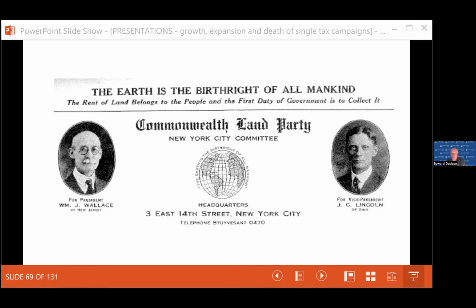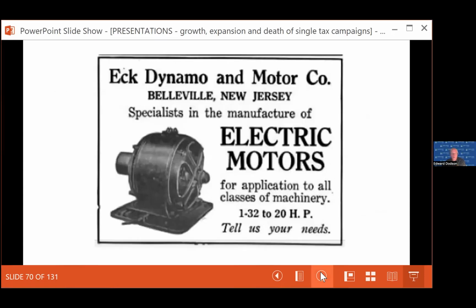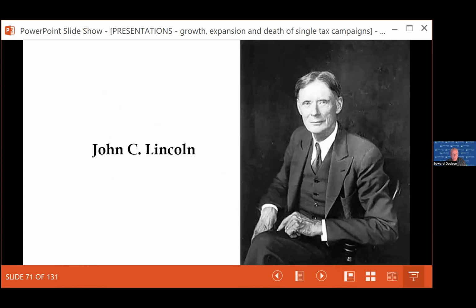Well, Wallace was a business executive. He was president of the Eck Dynamo and Motor Company, and he was born in 1860. He was a graduate of the College of the City of New York. And since 1896, he headed his own company. Then in 1919, he was on the single tax party's ticket as a candidate for the United States Senator from New York, and unfortunately did not win in that election.